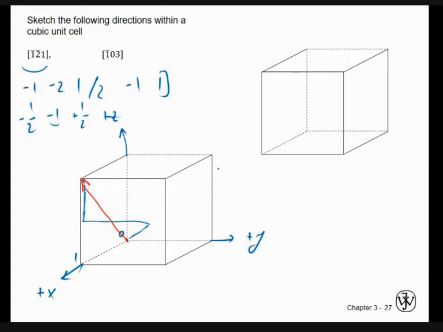Now, what we did: open the bracket, make it so that you don't have any value bigger than 1 or smaller than -1, choose an axis system, and start drawing. For the second one, let's do it over here. It is -1, 0, 3. I can't have something bigger than 1, so divide it by 3. It will be -1 over 3, 0, and 1.